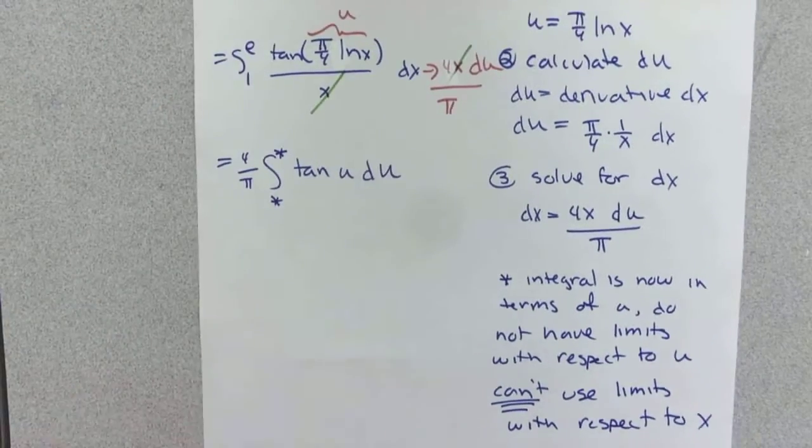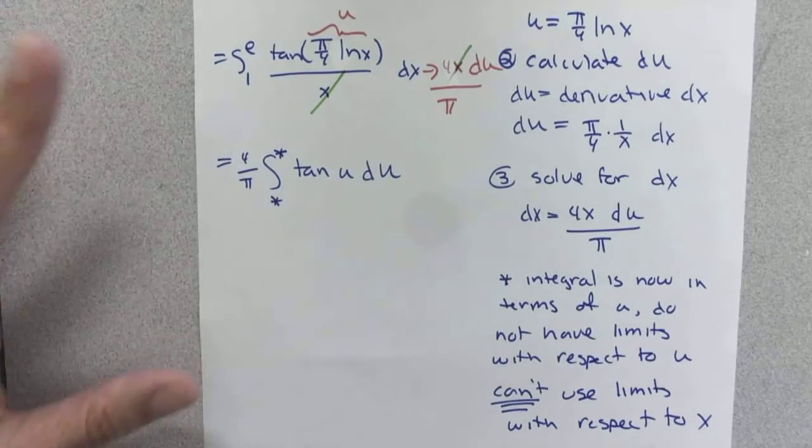Like I said, those little asterisks are just my thing. You don't have to write them down. You can just leave it blank here if you wish, but you cannot write the 1 and the e. If you write the 1 and the e, or whatever the x limits happen to be, I will take off points because it is wrong. Even if you manage to get the correct answer, I will still take off points. The 1 and the e are limits with respect to x. Your integral is now in terms of u. The 1 and the e do not apply here.